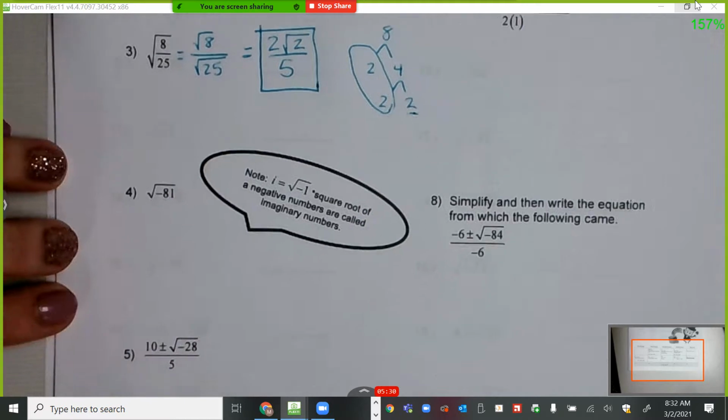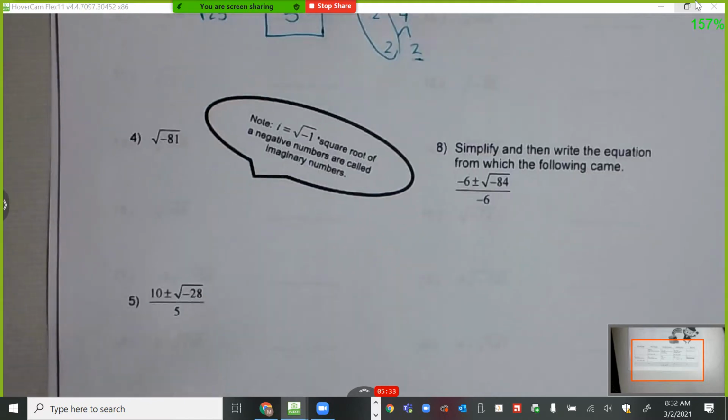Okay, so now we get into imaginary numbers. Does anybody remember dealing with imaginary numbers last year in Algebra 2? You did. Okay, you might not. Well, last year was kind of a weird year, so that's kind of a bad reference. I don't know if y'all truly got into them like you normally would because of COVID.